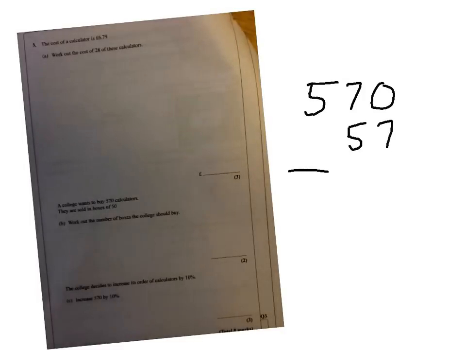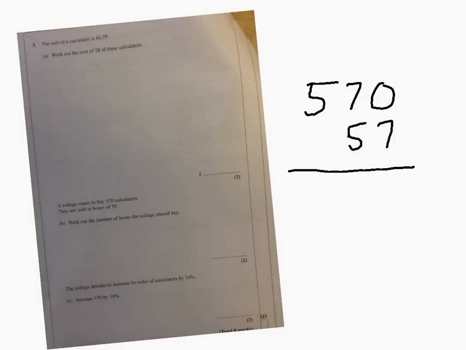So I'm asked to increase 570 by 10%. 10% of 570 is 57. I'm increasing my starting amount of 570 by 57, so I add 57 to that, and I get 627. So 627 then is 570 increased by 10%.